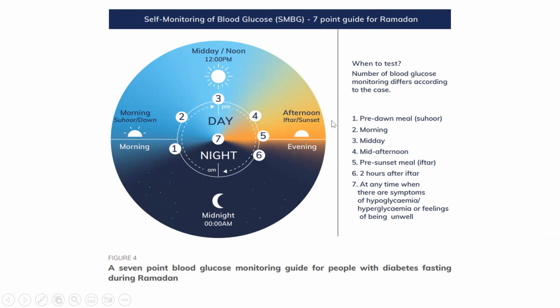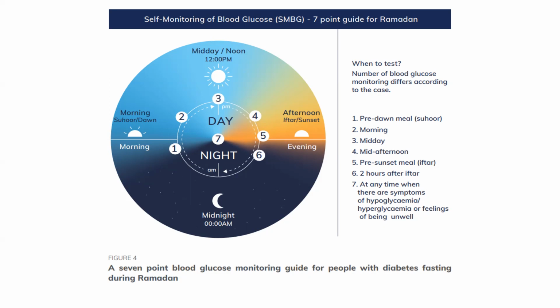Now, practically in clinical practice, we definitely recommend the patients to check around suhoor time, because that is the time they wake up in the morning, around 3 o'clock, 3:30, around that time. Depending upon which part of the world you are staying, it may be different. And then they definitely check it when they wake up in the morning. So that's like a post suhoor timing check.